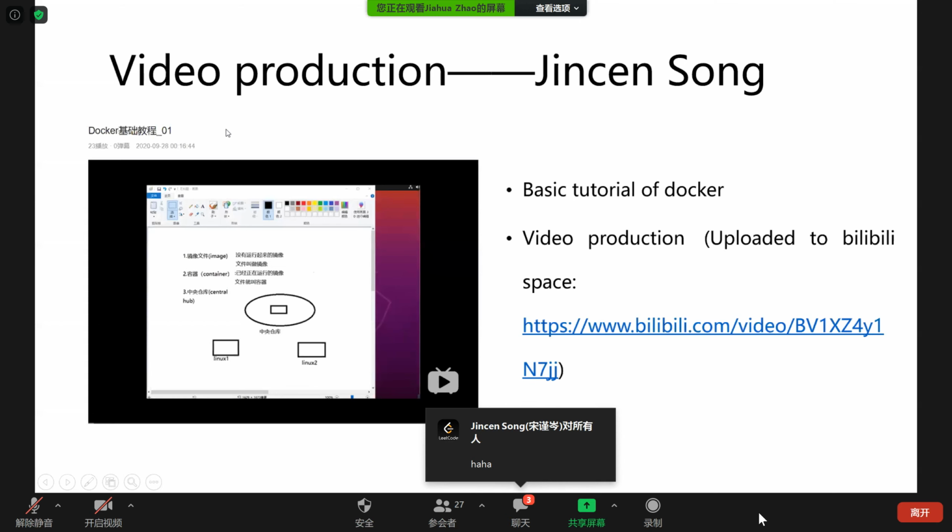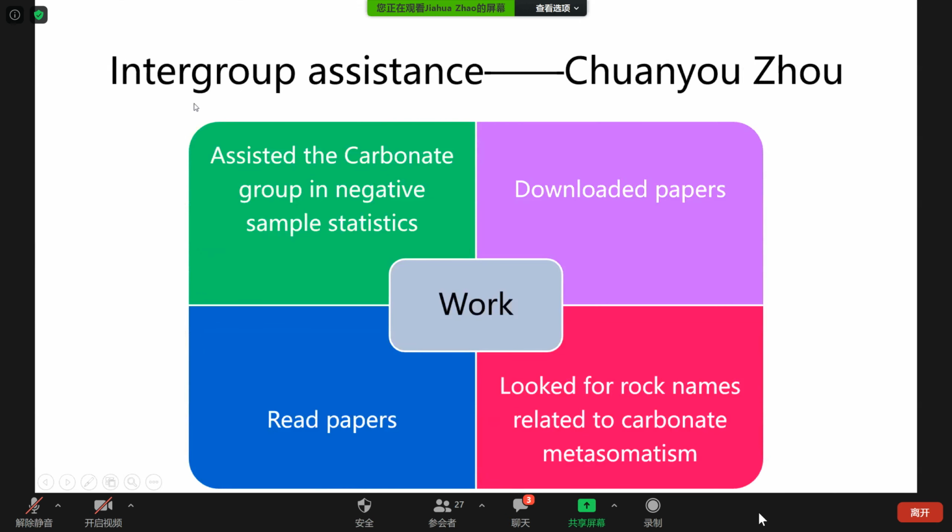Then about the intergroup assistance, Chuan Yu helped the Kubernetes group to focus on the Kubernetes data or the papers. For example, he assisted the Kubernetes group in negative sample statistics, downloaded papers and read them, and looked for book names relative to the Kubernetes method.